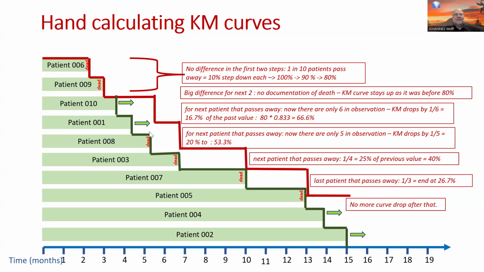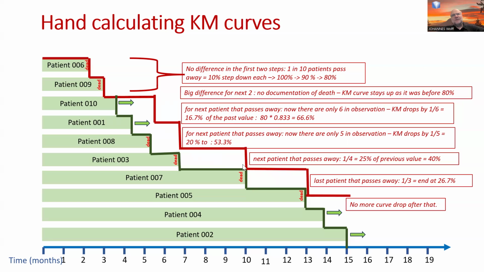At this point, this patient here, patient number 8, passes away. The optimist curve would drop by 10%. Here, Kaplan-Meier disagrees with the optimist curve. It drops lower because it says this death means more, because there are only 6 patients left in observation. So one of the 6 dies. That means the curve has to drop by 1/6. So you multiply the 80% times 0.833, and you come up with 66.6%. That's how deep, to which point, that curve drops.